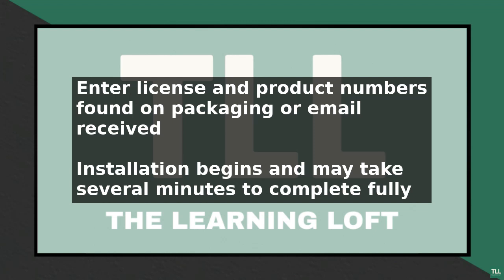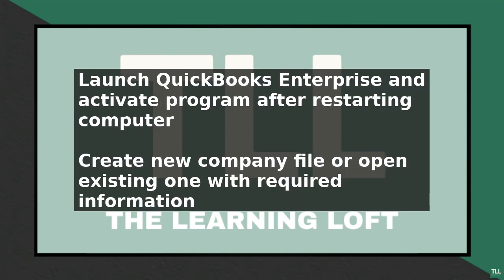After restarting your computer, launch QuickBooks Enterprise 2025 and follow the on-screen instructions to activate the program. You will be prompted to create a new company file or open an existing one. If you are creating a new company file, you will need to enter information such as your company name, address, and tax ID number. It is also recommended to set up the administrator password and create a backup of your company file. This will help to protect your data and prevent unauthorized access.